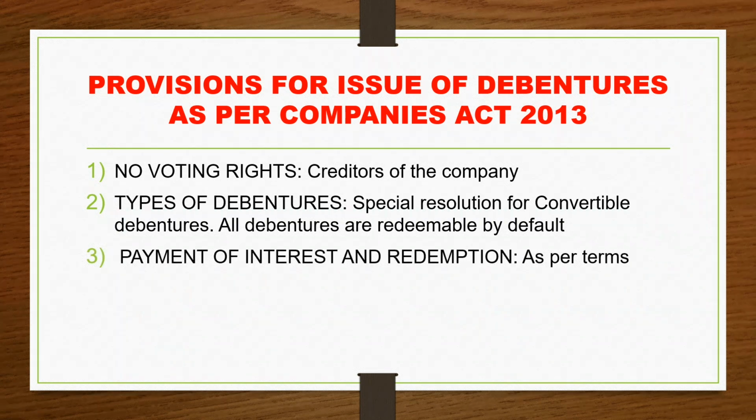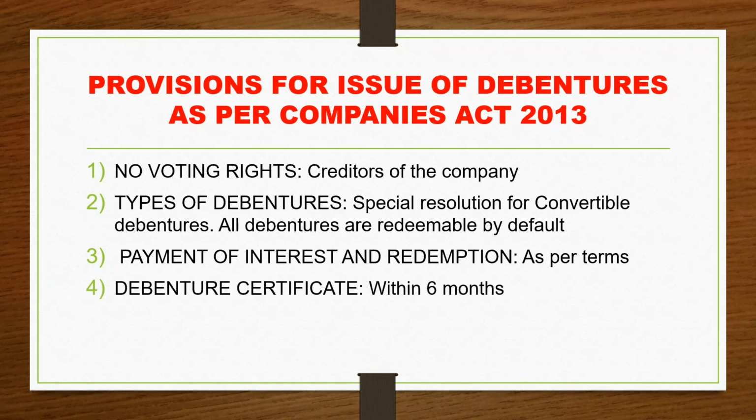Payment of interest and redemption. A company has to redeem the principal amount as per the terms and conditions mentioned in the prospectus while issuing the debentures. The interest has to be paid on a fixed date. The company cannot avoid payment of this interest even if the company is running at a loss.